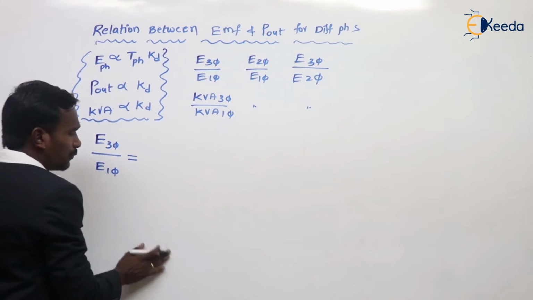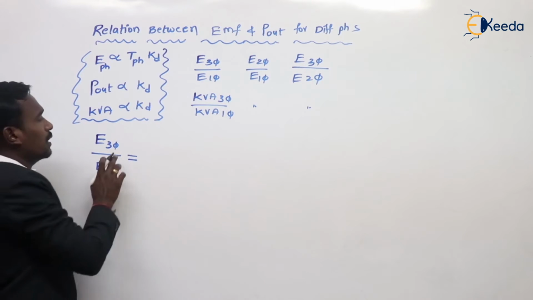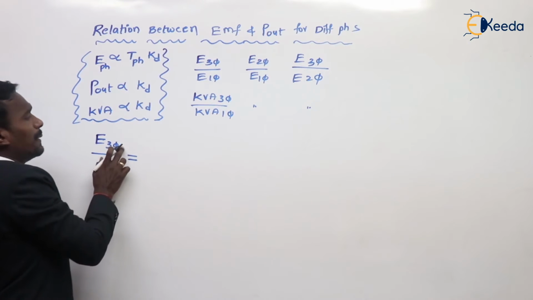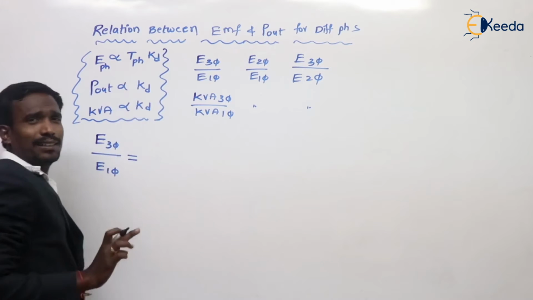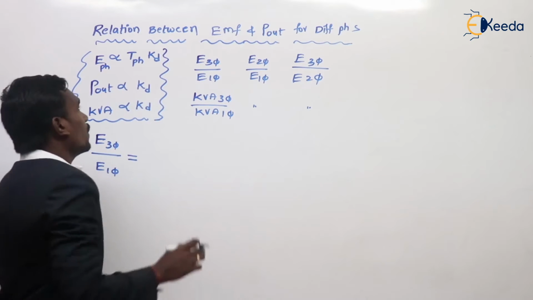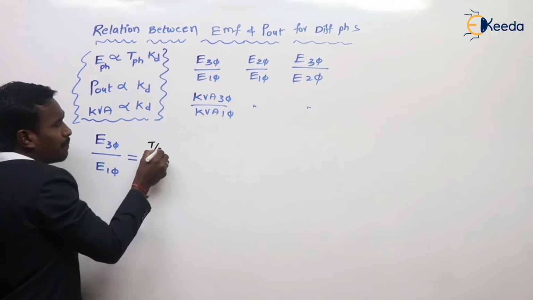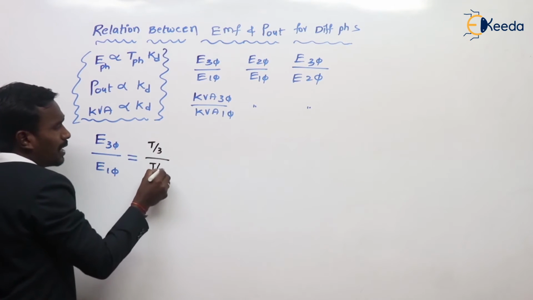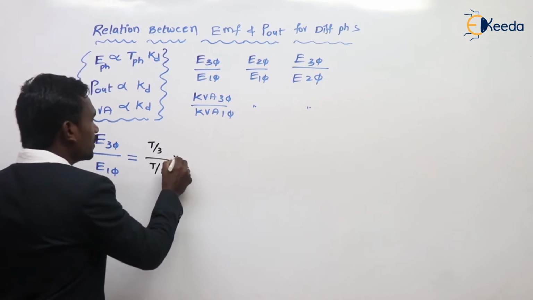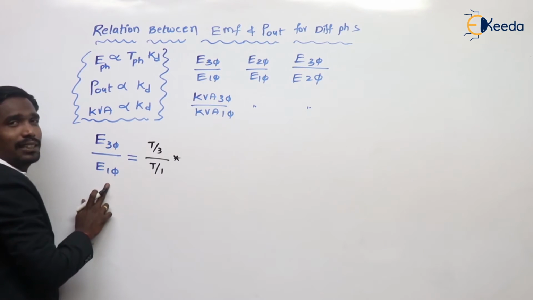Listen carefully here. EMF in 3 phase to the EMF in single phase. It depends on turns and KD. You should remember this before doing this problem. Turns per phase is T by 3 for 3 phase, but T upon 1 for single phase. And next, what is KD? KD3 and KD1, for 3 phase and single phase.